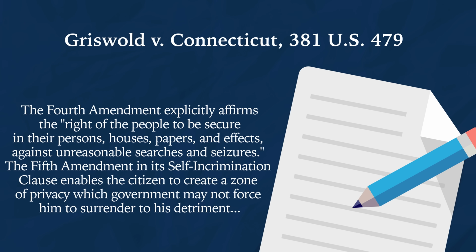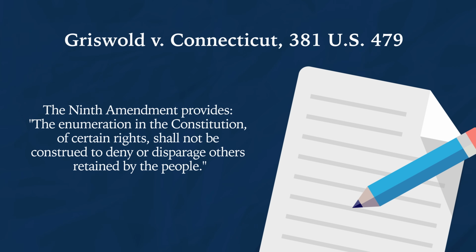The Fourth Amendment explicitly affirms the right of the people to be secure in their persons, houses, papers, and effects against unreasonable searches and seizures. The Fifth Amendment in its self-incrimination clause enables the citizen to create a zone of privacy which government may not force him to surrender to his detriment. The Ninth Amendment provides: the enumeration in the Constitution of certain rights shall not be construed to deny or disparage others retained by the people."